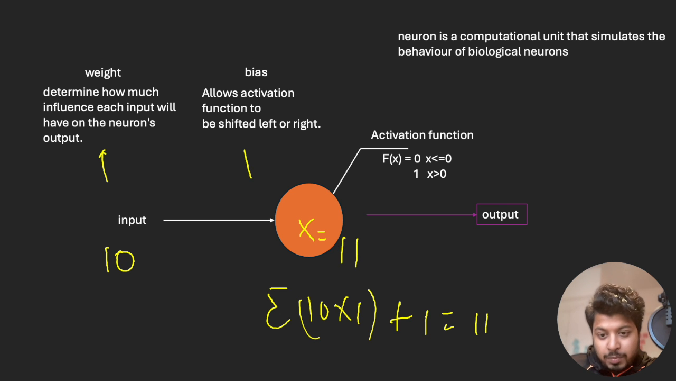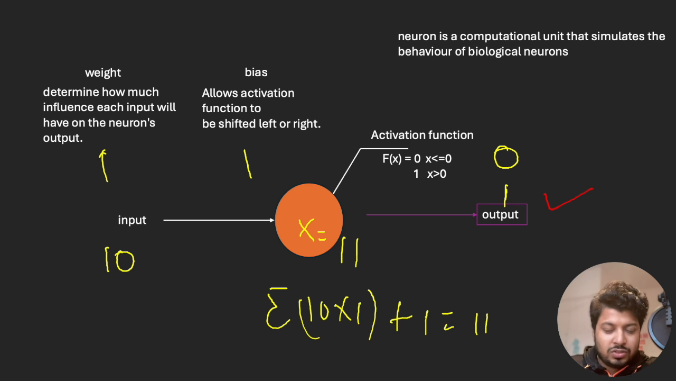Now on top of this x, we will apply the activation function. Just for simplicity, I have taken a very simple activation function here. What this activation function does: if this x is less than or equal to 0, output is 0. And if this x is greater than 0, in which case it is indeed 11, our output would be 1. So this neuron, according to this input, is activated. Because the output is 1, that means activated. If the output is 0, that means it's not activated.